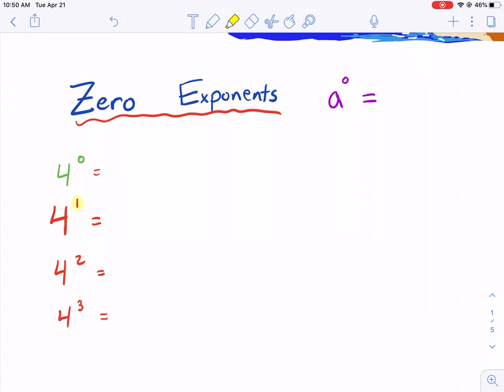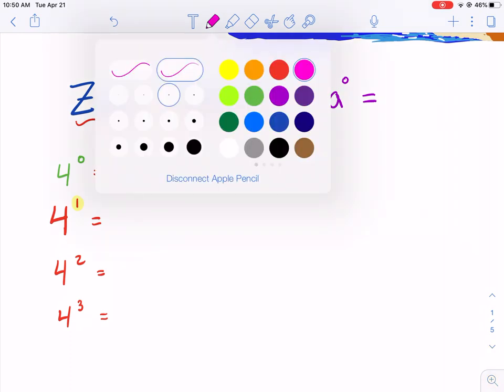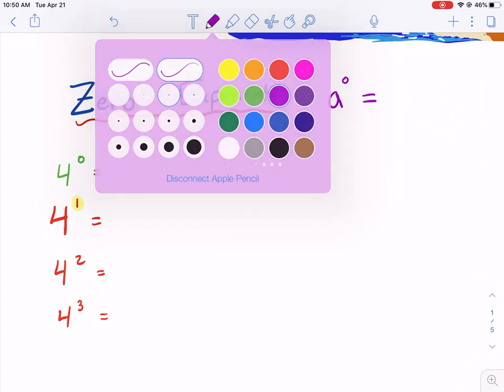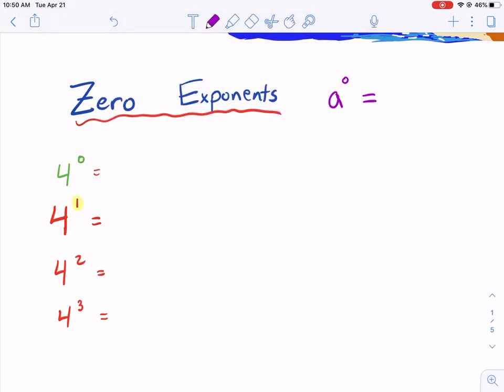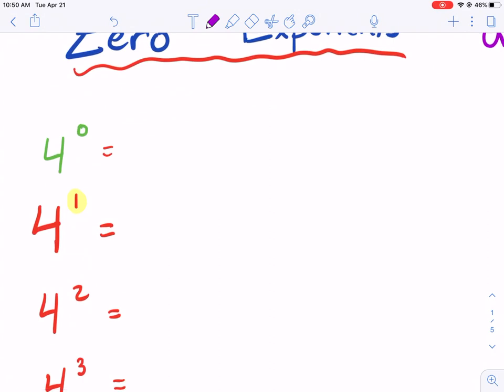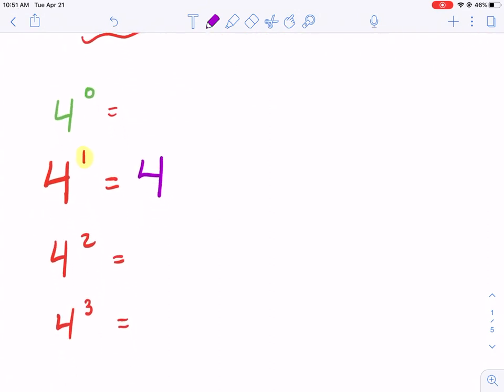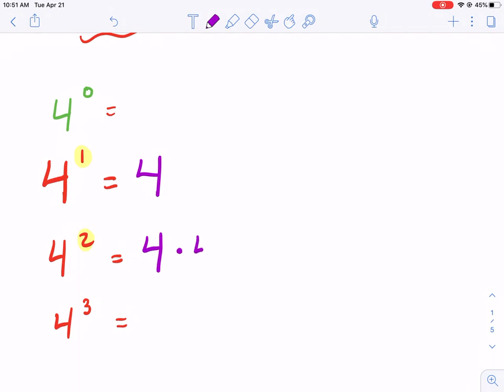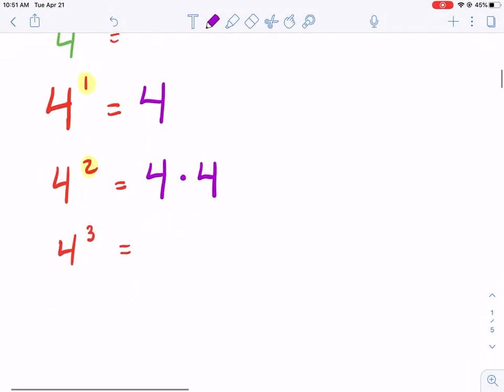So if we have 4 to the first power, what that 1 means is we're going to multiply 4 times itself one time. Let's use the color purple. So 4 times itself one time is what that 1 means. So that equals 4. Okay. Now, what does this 2 mean? This power of 2 means we're going to multiply 4 times itself twice. So that's 4 times 4. Now, 3, of course, the pattern continues. We have 4 times 4 times 4.